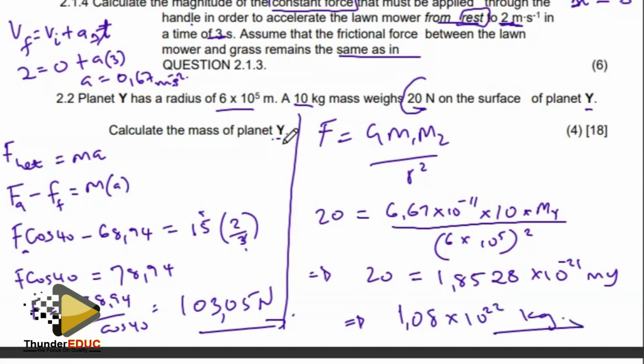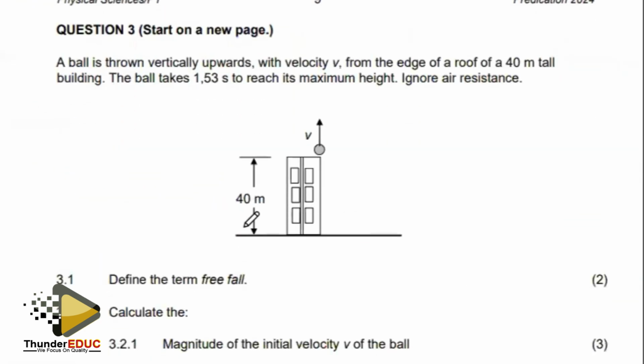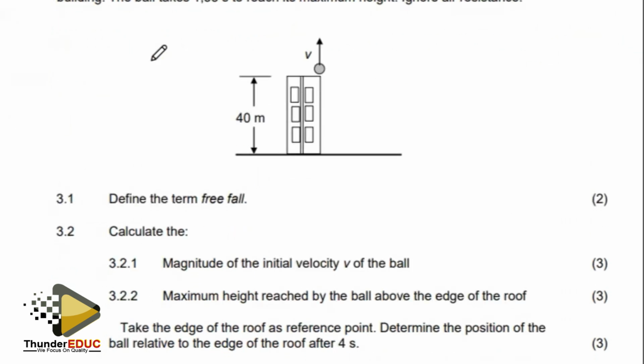Okay, guys, so that is question number 2. Then question number 3, we're being told that a ball is thrown vertically upwards with a velocity of v from the edge of the roof that is 40 meters tall. The ball takes 1.53 seconds to reach the maximum.